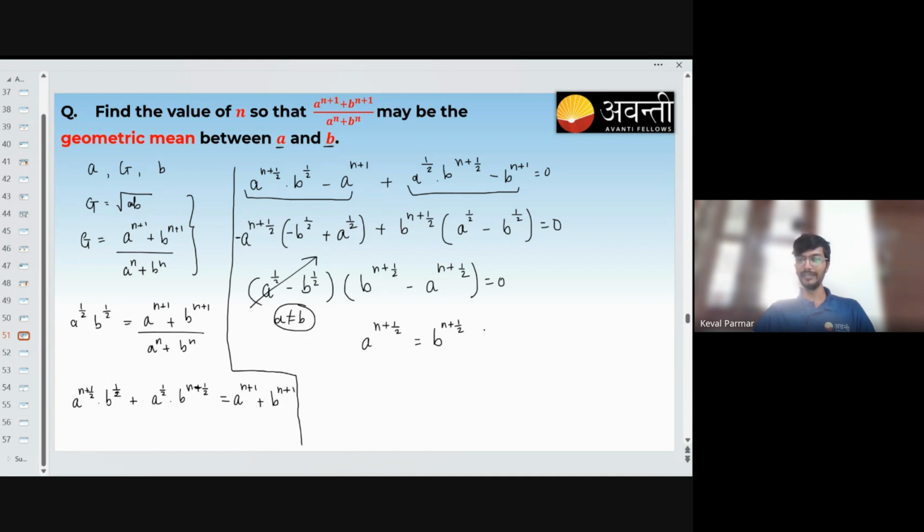Now, if you can deduce the result from here, it is very good by using common sense, or you can write this as, bring B down. So A upon B, the whole raised to n plus half is equals to 1. Now, what power will give me 1? We know that any base raised to the power 0 is 1. Super. So therefore, this implies n plus half is equals to 0. That means the value of n is minus half.